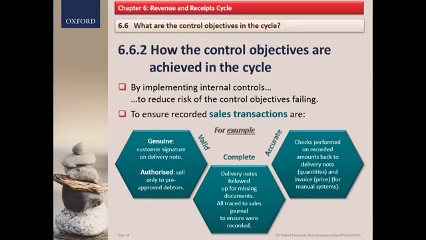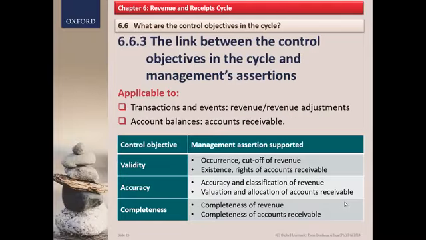So those are internal control activities, whether manual or electronic, that are used to ensure that we achieve our control objectives. Control objectives being validity, completeness, and accuracy. Right? Any question pertaining to control objectives? So far, so good. There are no questions.